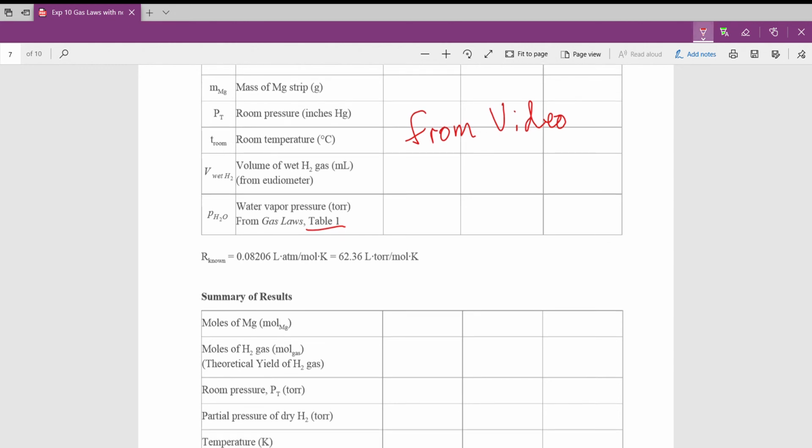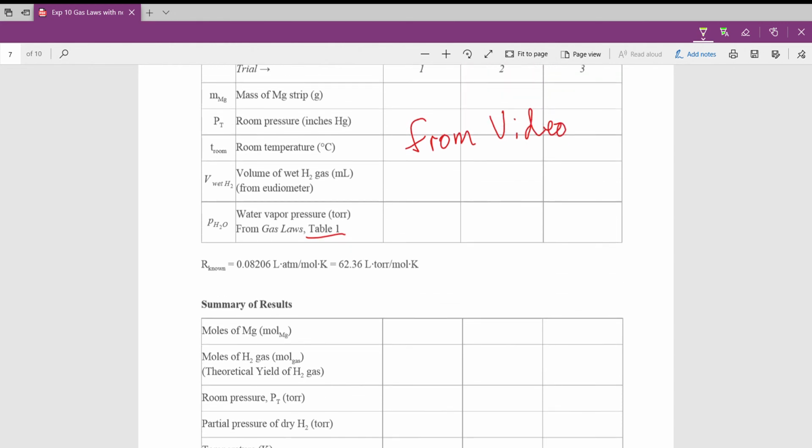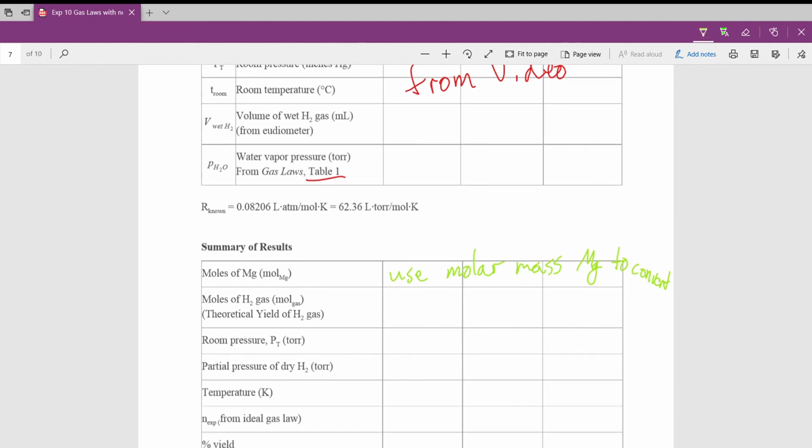in that next table down, it says moles of magnesium. How do we get moles of magnesium? Well, up above here we have mass. So we're going to use the molar mass of magnesium to convert. You guys ought to remember how to convert from mass to moles. And then I already showed you how to do this problem.